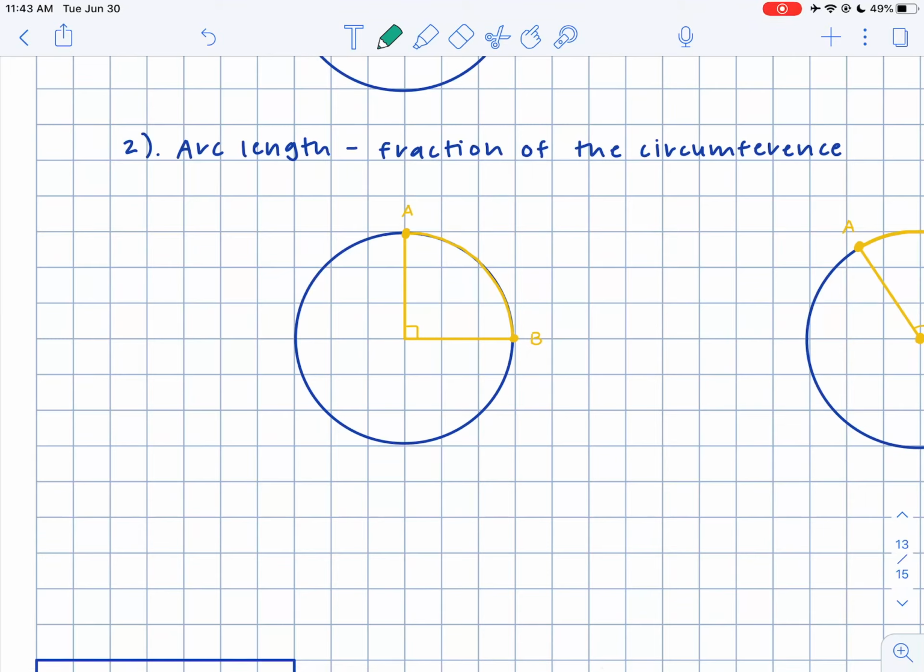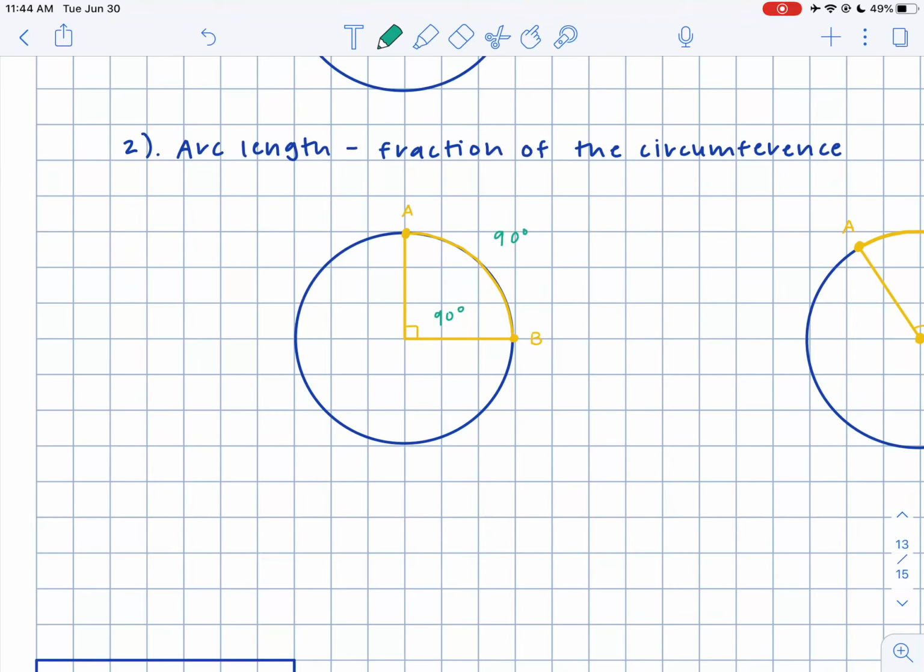Now we're going to get into the second one, arc length. This is when we don't want the measure of the arc to be in degrees. We want it to be some unit of length, such as inches, meters, centimeters. Looking at this circle, we can see that this central angle is a right angle, so we know it's 90 degrees. If we were to measure this arc in degrees, then we would say arc AB is 90 degrees.